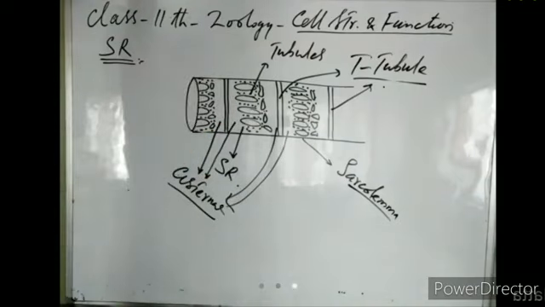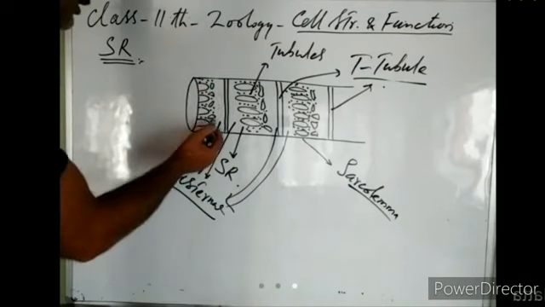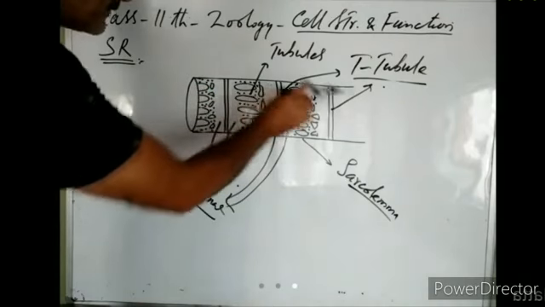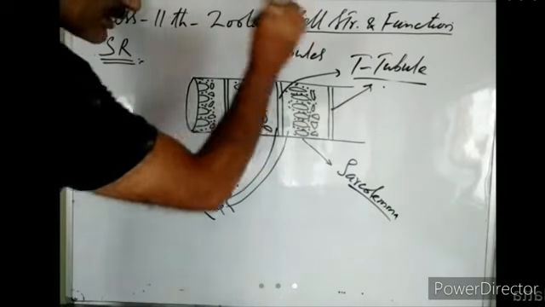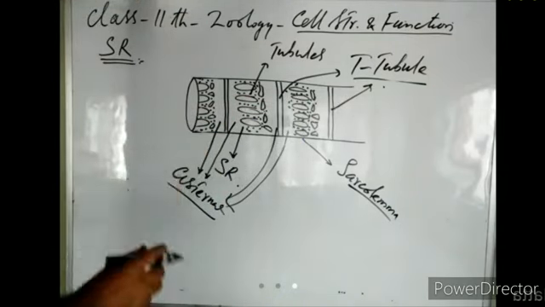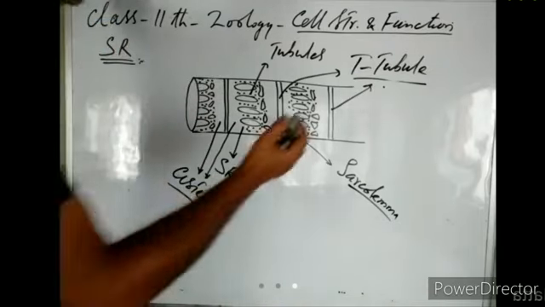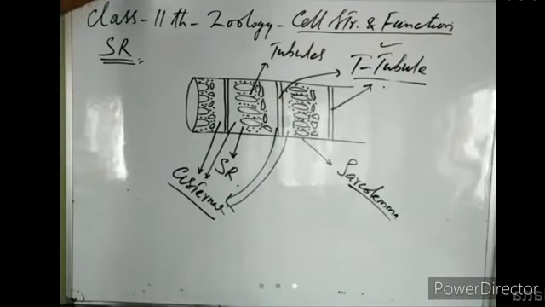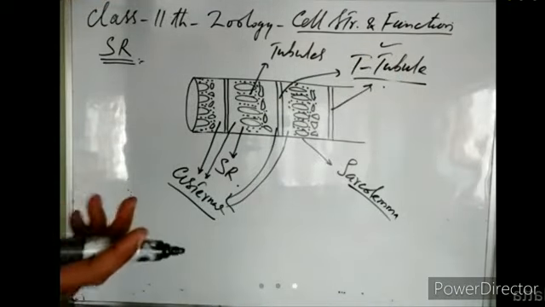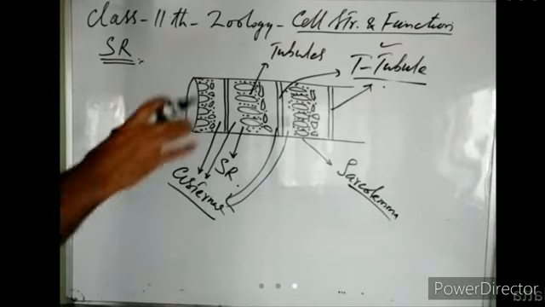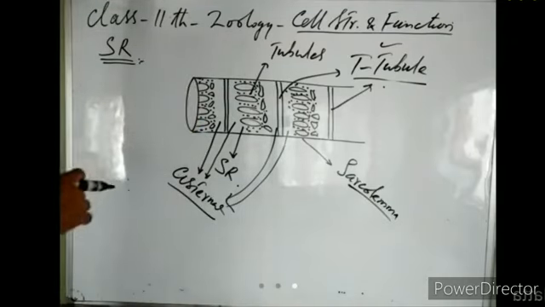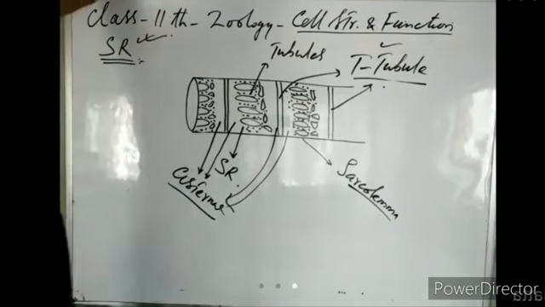So in the sarcoplasmic reticulum, there are alternating tubules and cisternae. Dotted areas are the tubules and plain areas are the cisternae. In the center of the cisternae, there are groove-like structures known as T-tubules. So the endoplasmic reticulum is modified in muscle cells, and this modified endoplasmic reticulum is known as sarcoplasmic reticulum. It is only found in muscle cells.